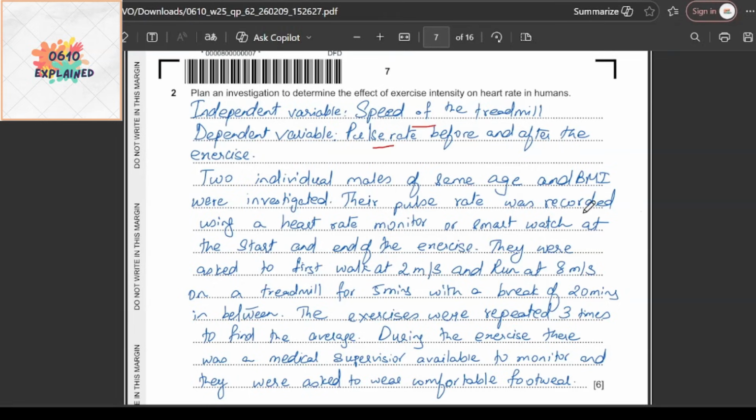The procedure goes as follows: I have selected two individual males of the same age and BMI. So these become my constant variables. I am talking about the same sex, or same gender as we say. Then we talk about the same age and the BMI. So these are my constant variables.